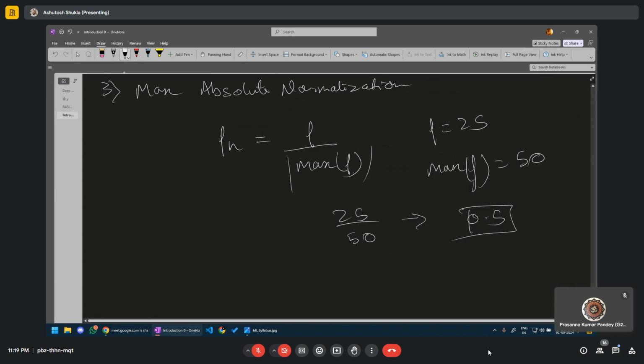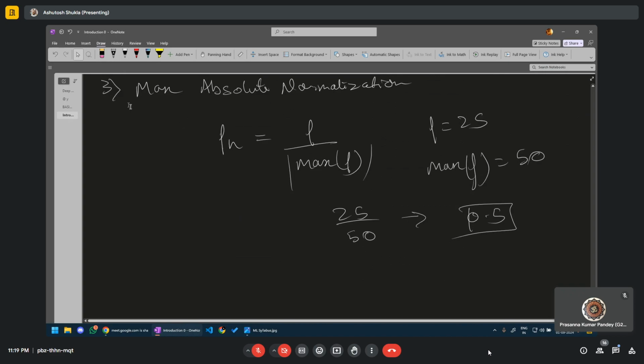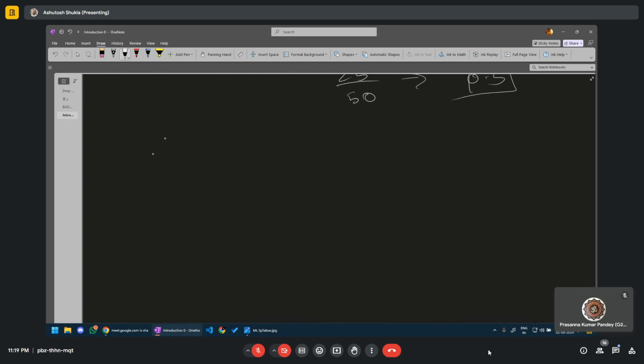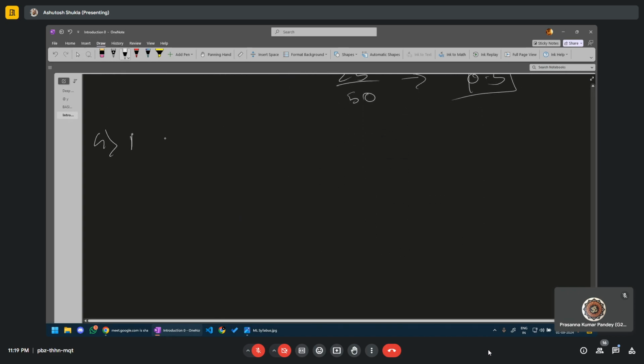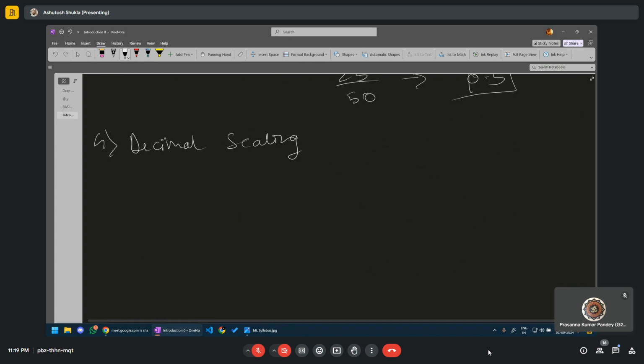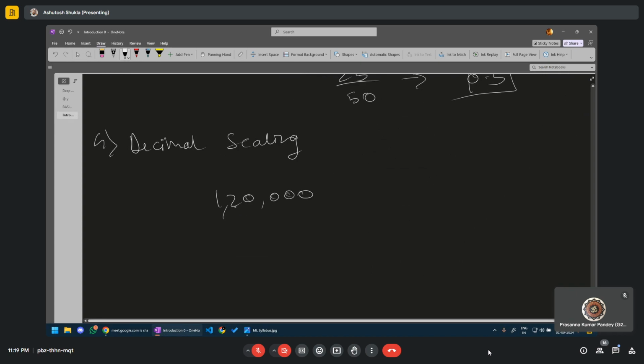Very simple. Then there is also decimal scaling. This one really depends on what you want out of your data. So imagine if I had 120,000 and I want to scale this down, I could scale it down to 1.2 or I could scale it down to 0.12. That depends on which one you want. If you want this one, then good. If you want this one, then that is also possible.